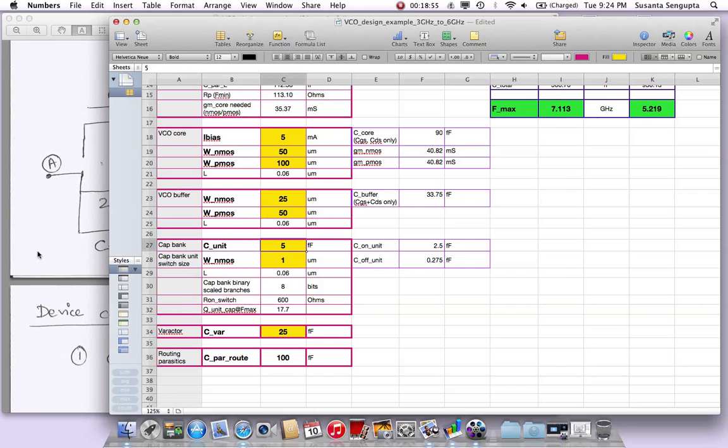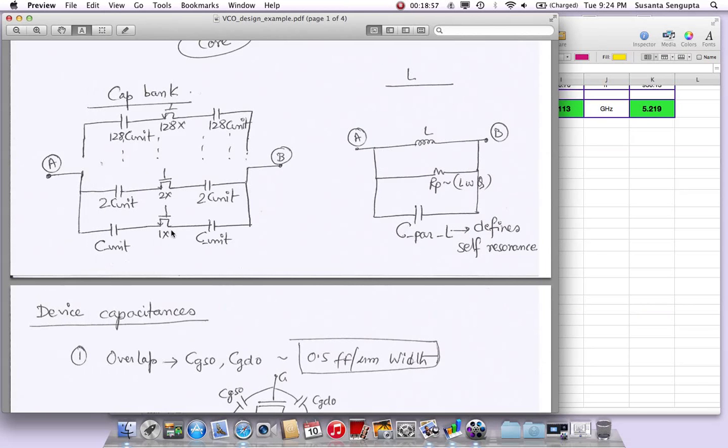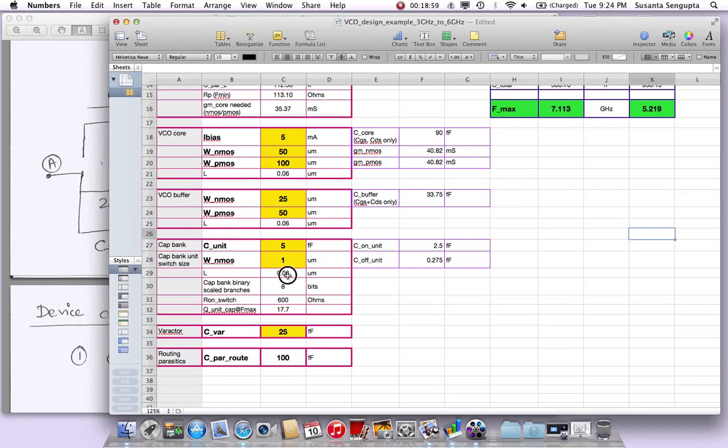Then for the switch that is there in between, what is the size? The length is 0.06, the minimum length, because as I said, I'm assuming 65 nanometer. The width is 1 micron. I say, okay, if I have a width of 1 micron and length, let me just assume 1 micron, okay, for now.